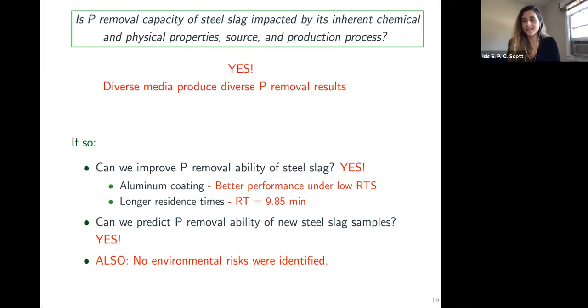removal. And that residence time is not like the wastewater treatment plant's residence time. It's just a 10-minute retention time, which is feasible in field conditions. And we also saw that we could predict phosphorus removability of new and unknown steel slag samples, based on the models that I just showed you. And by analyzing the leached samples, as well as digesting the slag samples, we did not identify any environmental risks in the use of steel slags in an environmental setting.